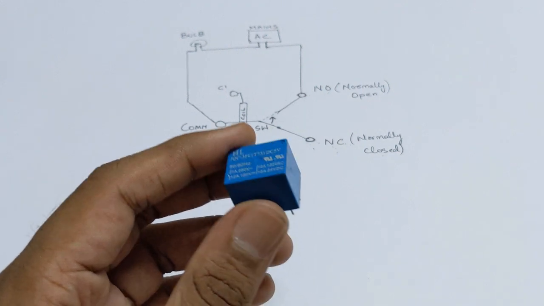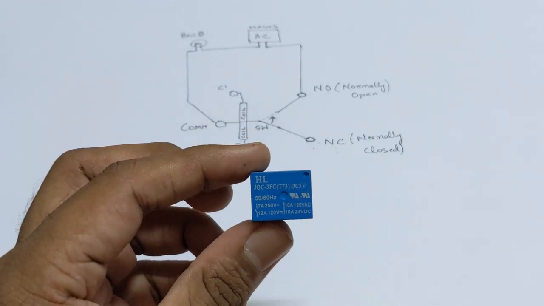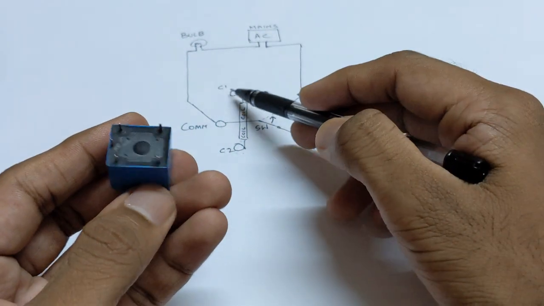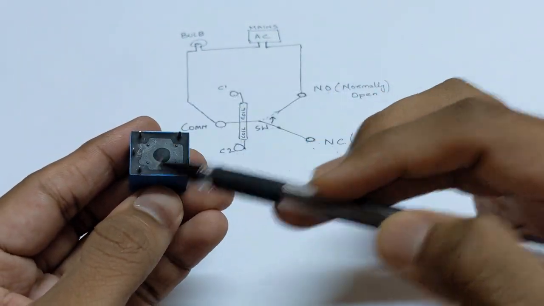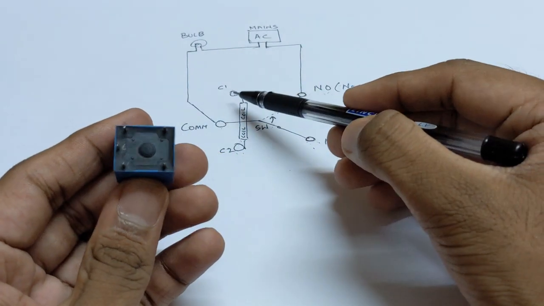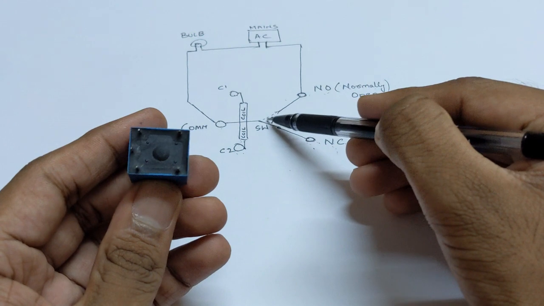In this video, we'll see how to use a relay. So a relay is an electromechanical switch which can be controlled by an electrical signal. It consists of 5 pins: C1, COM and C2 on the left, then NO and NC on the right. There is a coil connected between C1 and C2 and there is a switch here.